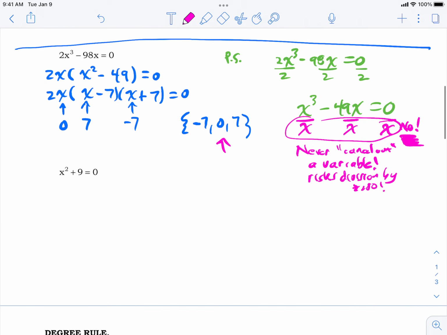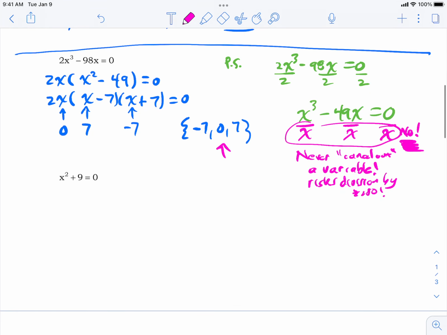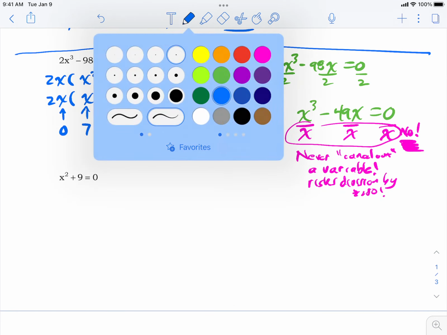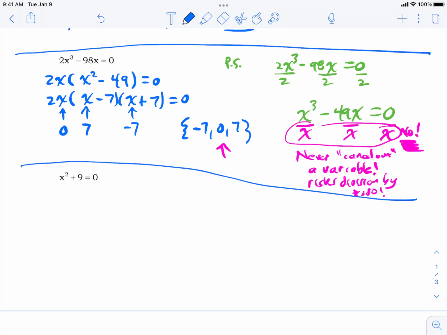Because when you divide by 0, all hell breaks loose. Whoa, speaking of hell breaking loose. See? Divided by 0 and all that happened. Okay, so anyway, there's our answers right there.